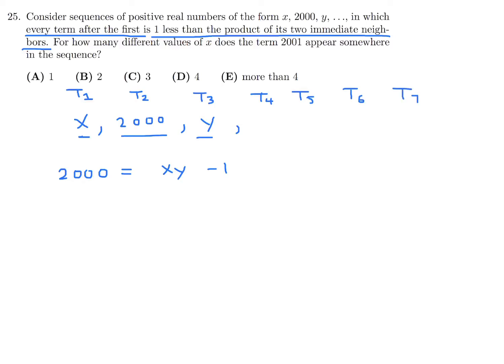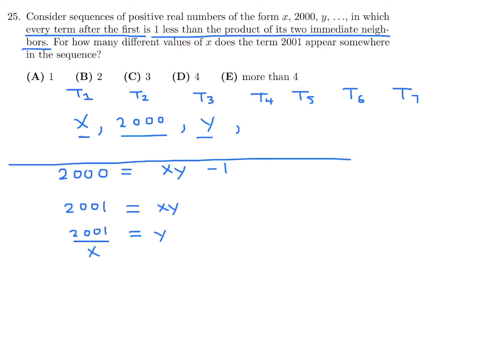Hopefully we'll see a pattern, and that's usually the type of scenario in these kinds of questions. I'll try until T7 and then I'll run out of patience. All right, so for the first one, I've got to bring the 1 over. 2001 is equal to xy, and therefore y is equal to 2001 over x.